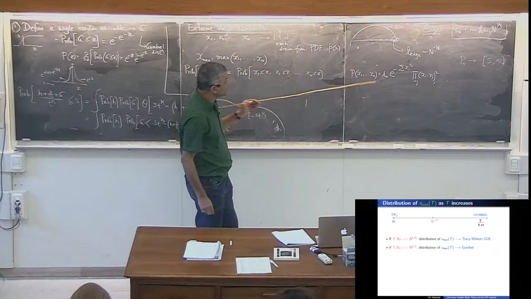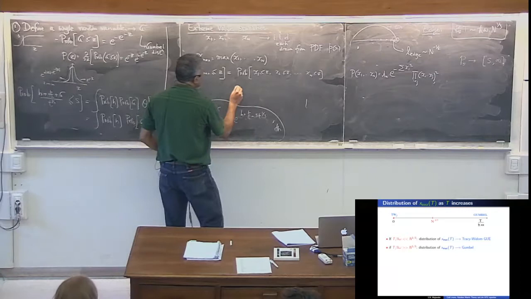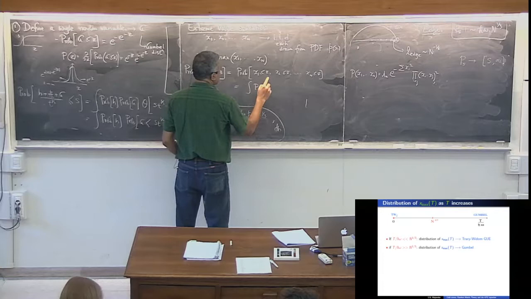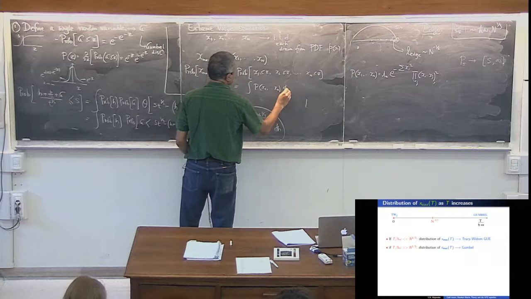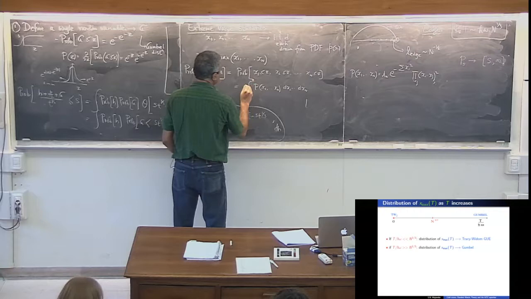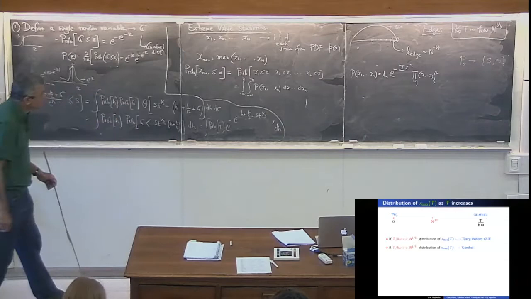So in general, you take the joint distribution and you integrate from minus infinity to z of all these variables, right? So that's a general result valid for any, even correlated, distribution.